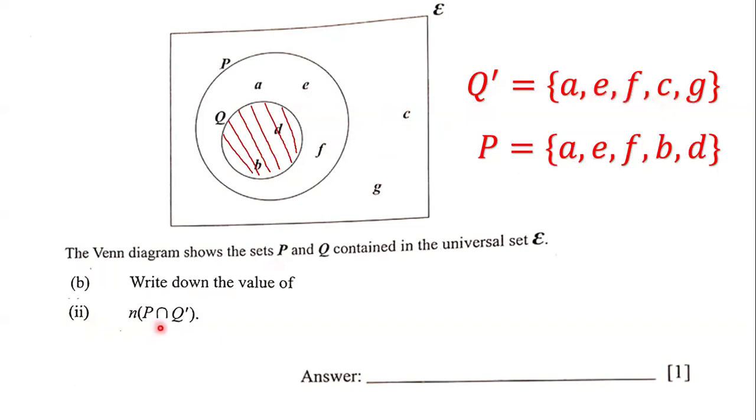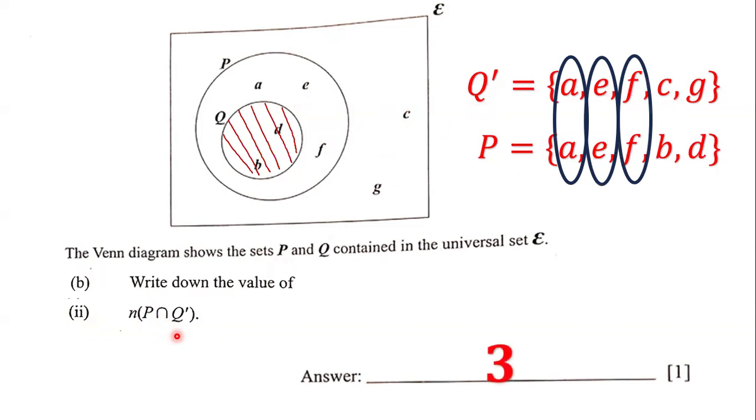But here they want the intersection, right? They want the intersection of these two sets. And the intersection of these two sets is going to be A, E, F, right? And so those are the 3 elements that are in the intersection of P intersect Q complement. And so they want us to write down the number of elements inside this intersection. It's only 3 of those elements. And so the number of elements in P intersect Q complement is going to be 3. And so the correct answer here is 3.